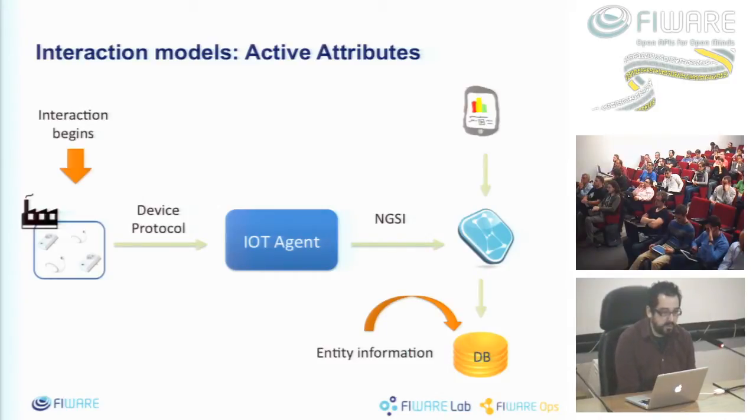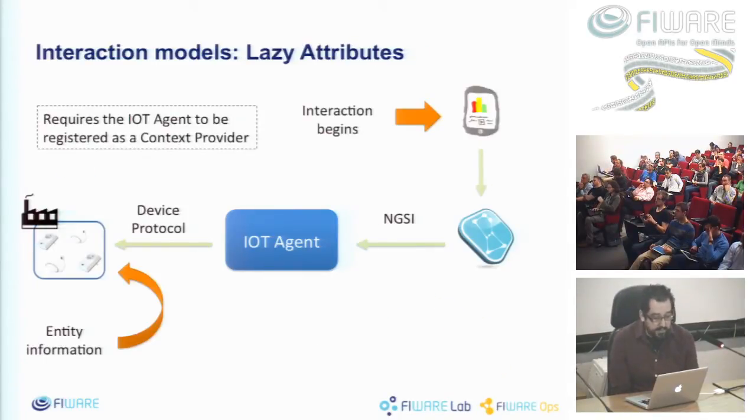Whenever a user queries for information about active attributes, he is querying the information stored in the local database of the context broker. In the case of the lazy attributes, the flow runs the other way around. This case makes use of the context provider mechanisms that my colleague Fermin has just taught you.